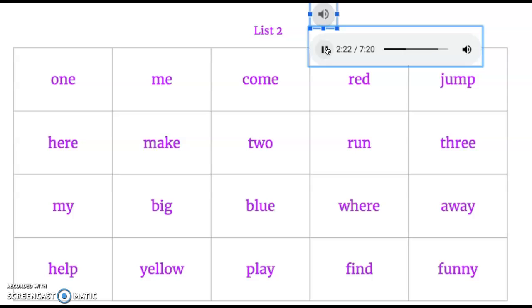The next word is also a magic E word, and the A is going to say A, the E is going to be silent. Make. A sentence we could use is, I like to make cookies.